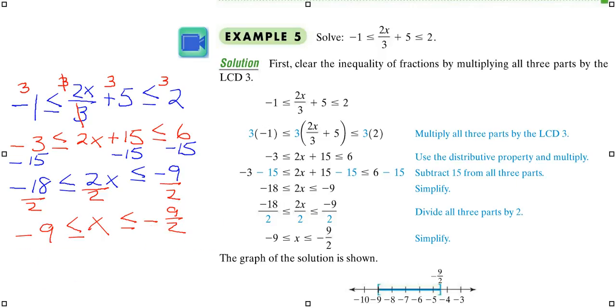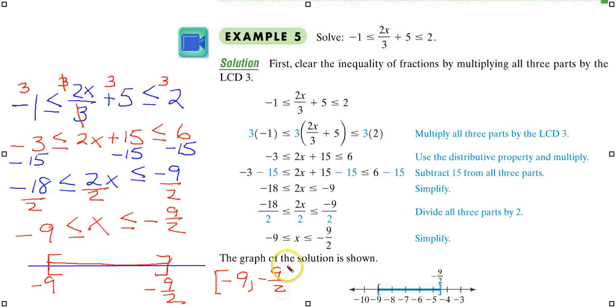So if we take a line and then put our values, this is where negative 9 would be, and this is smaller, so somewhere over here, negative 9/2. This is like a negative 4.5. Then here we're going to use a bracket. Here we'll use a bracket. Fill it in the middle. And then our interval notation will be negative 9, comma, negative 9/2 bracket.